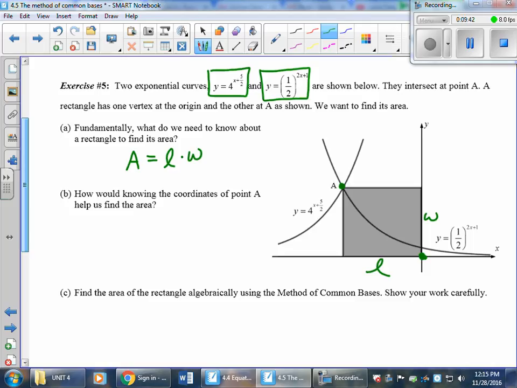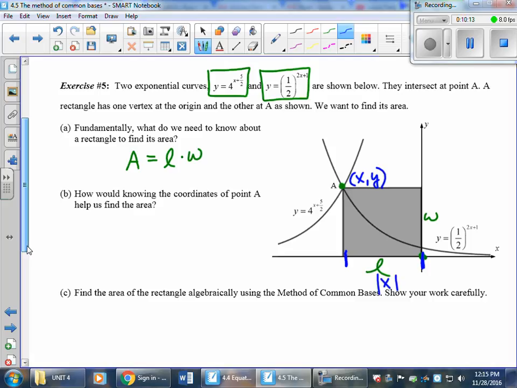How would knowing the coordinates of point A help us find this area? So hopefully you say to yourself, well, this point A is going to be a point x comma y. So that x is going to represent the distance from here to here, right? Look at that. That's going to be my length. And beware, because x is actually going to be a negative number because it's to the left of the y-axis. So I'm going to represent that with the absolute value of x.